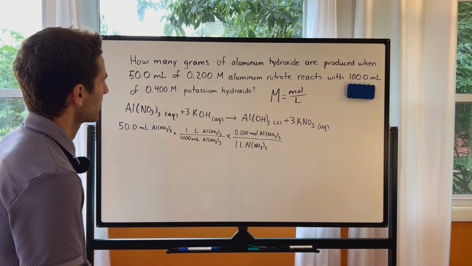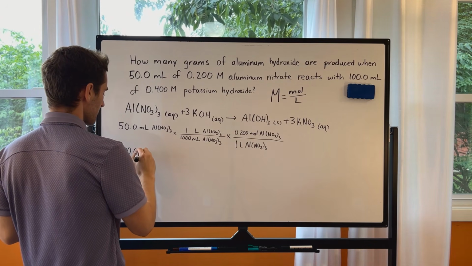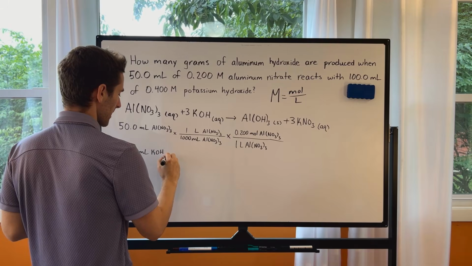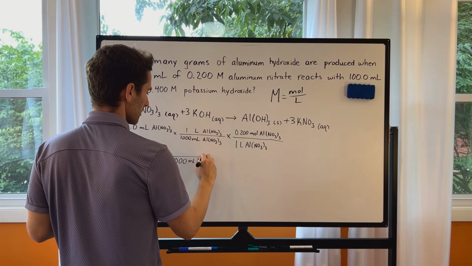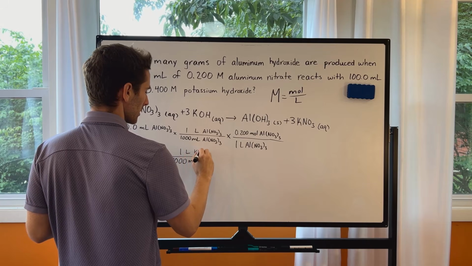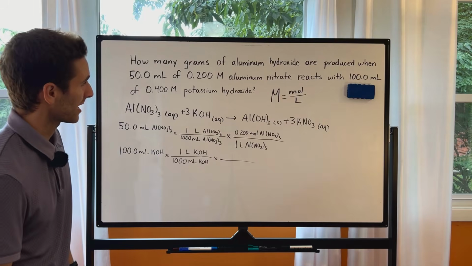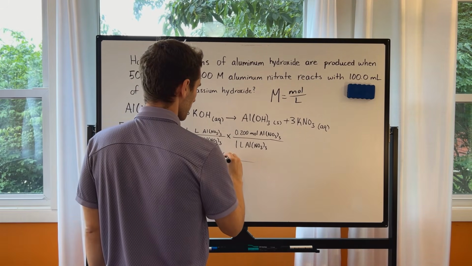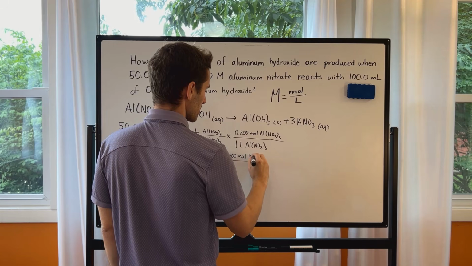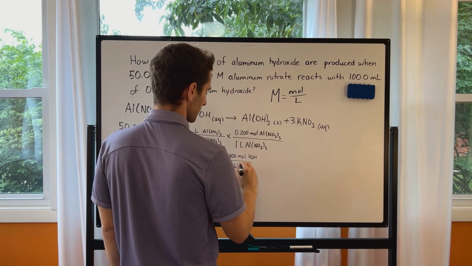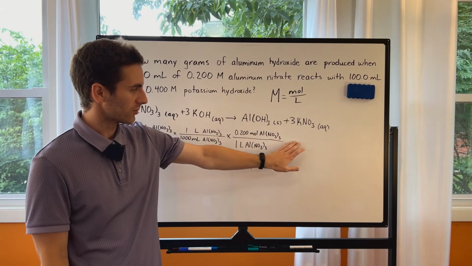And then let's do the same thing for the potassium hydroxide. So we have 100 milliliters of that. Divide by 1,000 to convert to liters. And then multiply by its molarity, 0.4 moles of KOH per liter. Okay, and if we stop here, this would give us the moles of each.